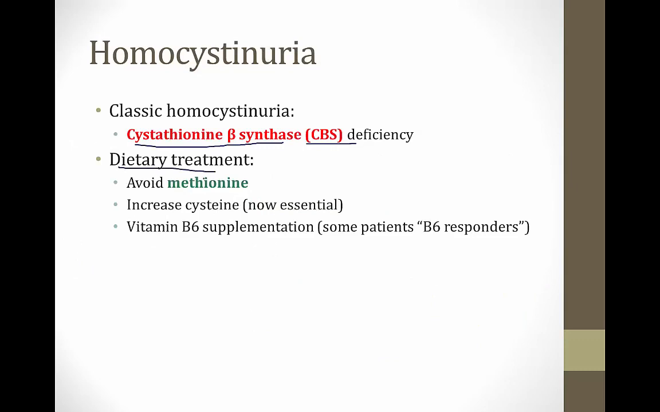And I've summarized these points on the screen here. The dietary treatment of homocystinuria is to avoid methionine, increase cysteine, which is now essential, and supplement vitamin B6. Some patients are so-called B6 responders.